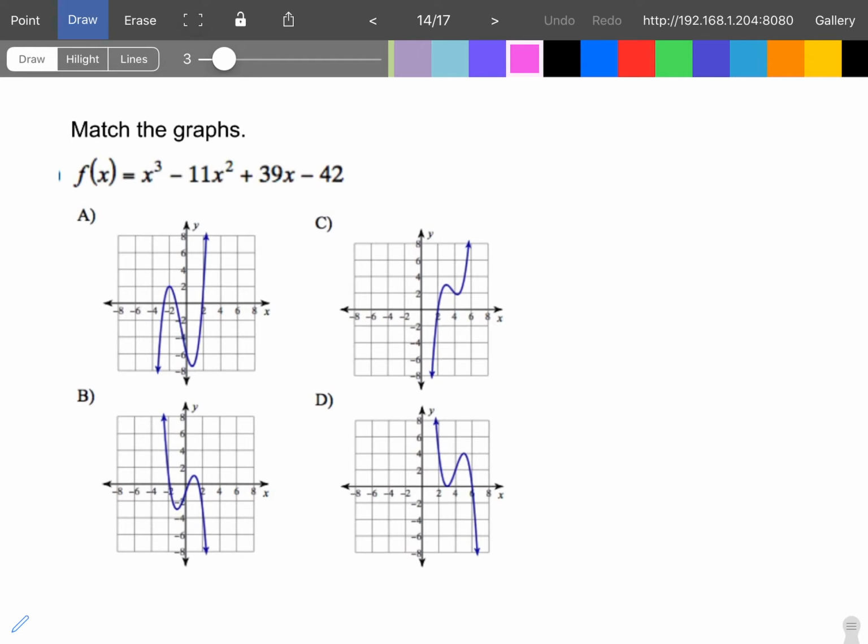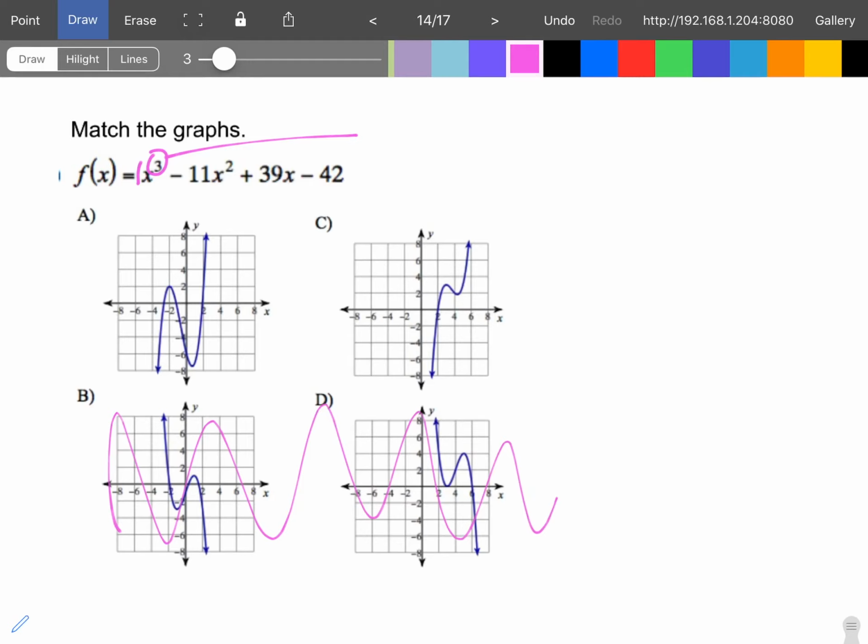So let's use that information and the things that we've learned to help us here. Notice that this one has a degree of 3. That means that the ends are going to go in opposite directions. If you look at A, B, C, and D, they're all going in opposite directions. So that's kind of easy. If you look out front, this is a +1, so the right end needs to be going up. So which ones can we cancel if the right end has to be going up? B and D, that's right.